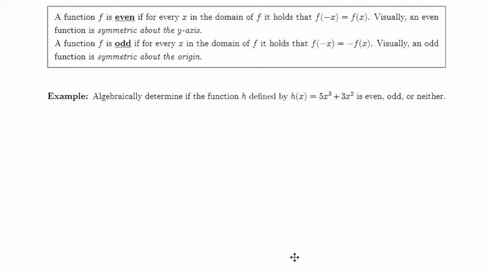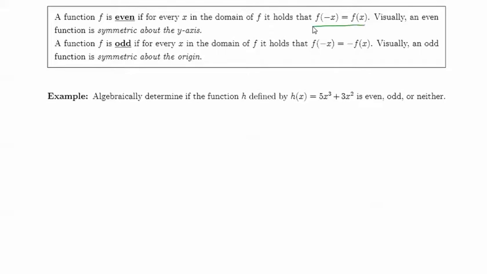In this example, we're going to look at algebraically determining if a function is an even function, an odd function, or neither of those. To start, let's look at what it takes to be an even function. Our definition states that for every x in the domain of f, it must hold that f of negative x is equal to the original f of x. That's what it'll take for a function to be even.